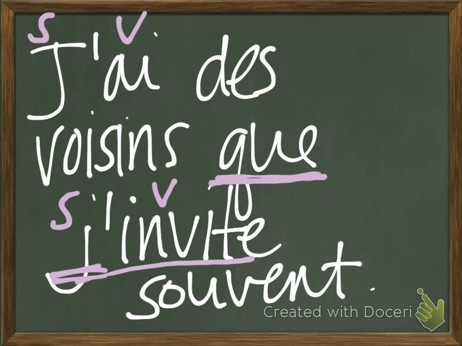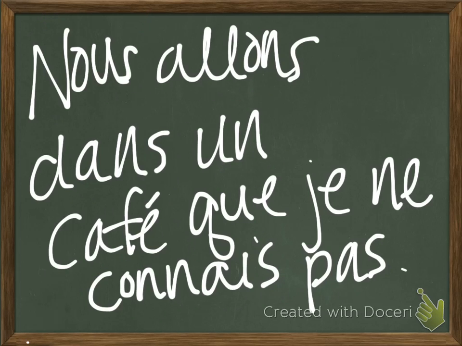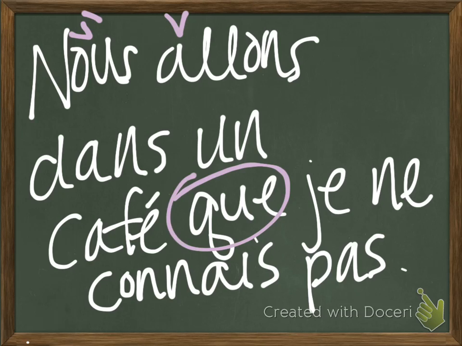Okay, let's look at the second example. So here's the second example. Nous allons dans un café que je ne connais pas. So you've got your subject and your verb up here, and then you've got que, and the que is replacing the direct object of je, of connais. So after the que, you have a subject and a verb.